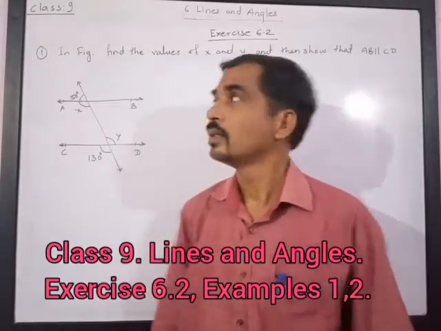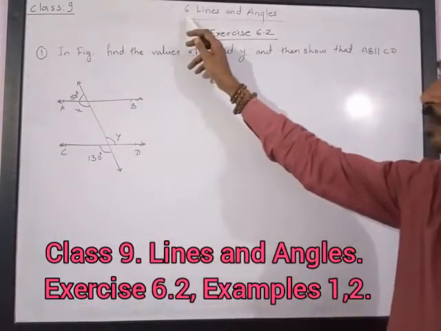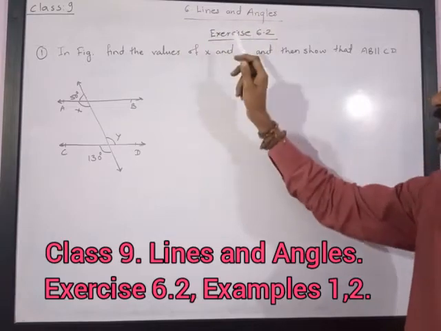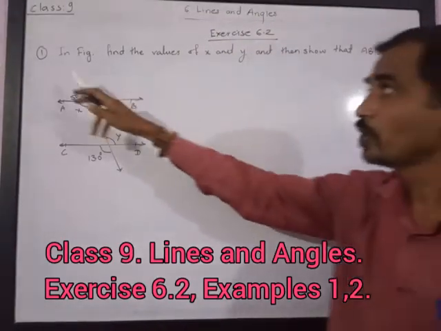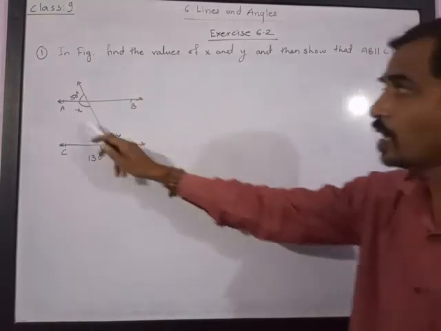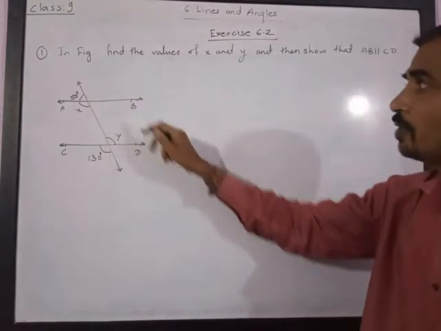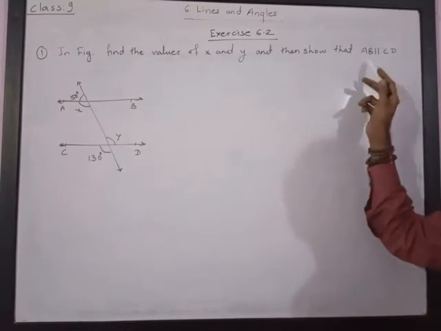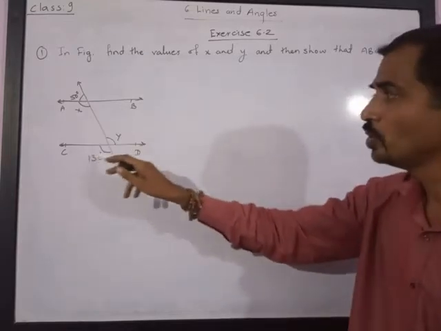Dear friends, in class 9, chapter 6, Lines and Angles, in exercise 6.2, we have the first question. In the figure, find the values of x and y. We are asked to find the values of x and y. Here the figure is given to us, and then show that AB is parallel to CD.